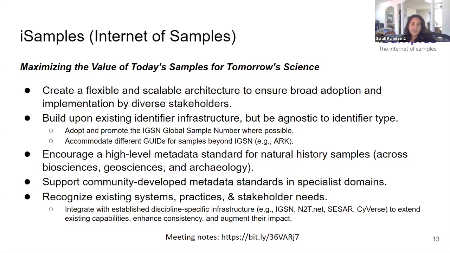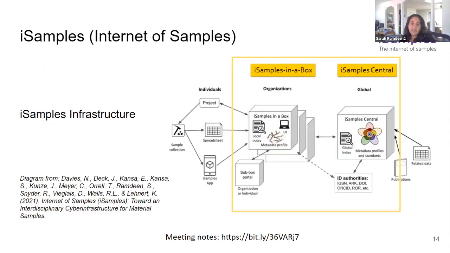But with iSamples, the focus is maximizing the value of today's samples for tomorrow's science. So to create a flexible and scalable architecture, and to build on existing identifier infrastructure, to encourage high-level metadata standards, to support community developed standards, and then also to recognize existing systems, practices, and stakeholder needs. And it's doing that through the iSamples infrastructure, which has 2 main parts: iSamples in a Box and iSamples Central. I'm just going to give a brief hit on these topics, but you can read more about them in our recent publication that came out in GigaScience, and the citation is here on the slides.